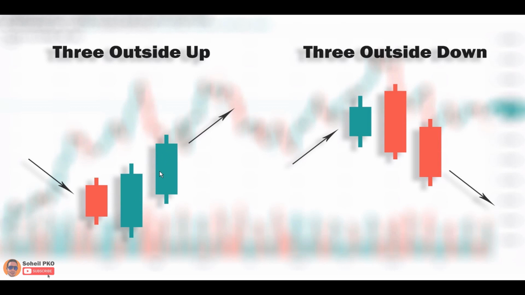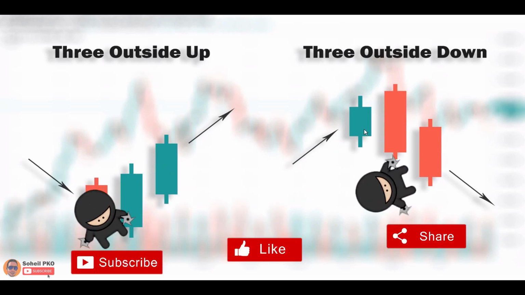This pattern is an extension of the engulfing pattern, and the difference is that here in this pattern the third candle opened with a gap down and closed above the previous candle, which shows significant buying pressure and higher possibility of reversal. And 3 outside down is a bearish reversal pattern.